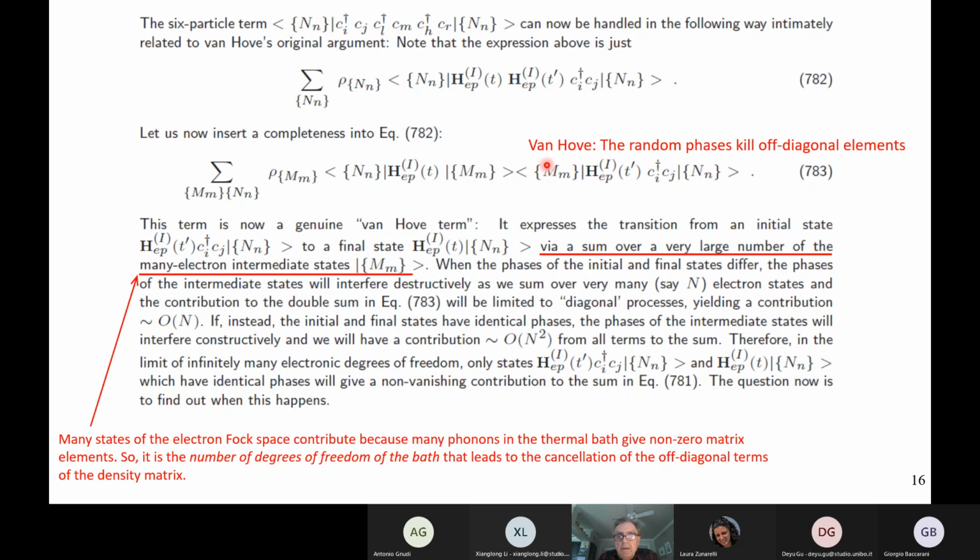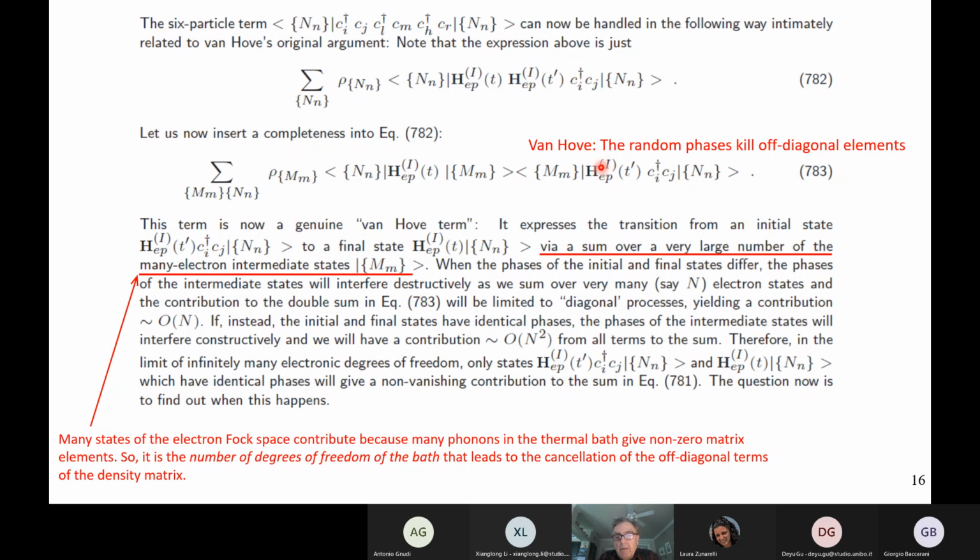Now, these states, there are very many that contribute to this sum. The matrix elements that we have on the right and on the left are non-zero for a huge number of these states, simply because you have lots of phonons. Our bath has very many degrees of freedom. There are lots of phonons that can give you a non-zero matrix element for different states, big M sub n and big M sub n. So this is something that I didn't say last time, but it's extremely important. The fact that you have very many states that contribute to this sum is due to the fact that we have very many degrees of freedom of our thermal bath.